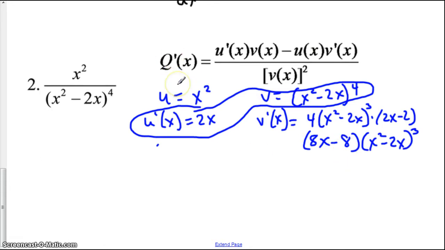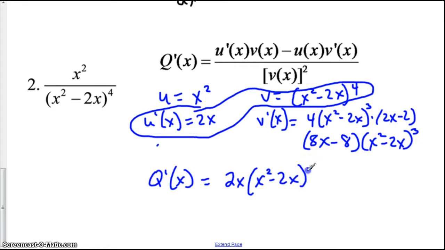Now we're going to substitute into our derivative formula for the quotient rule, and we always start off with u prime of x times v. So that would be 2x times (x squared minus 2x) to the 4th power. Then we're going to subtract our u of x times v prime. So we have x squared times (8x minus 8) times (x squared minus 2x) to the 3rd.